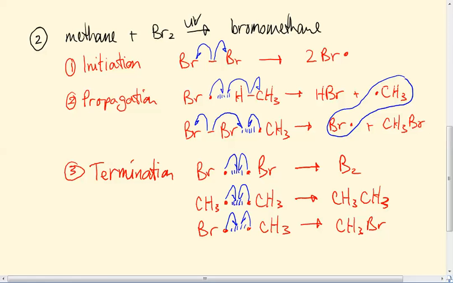So that is the complete mechanism with curly arrows and everything. And hopefully that answers all your questions about those.